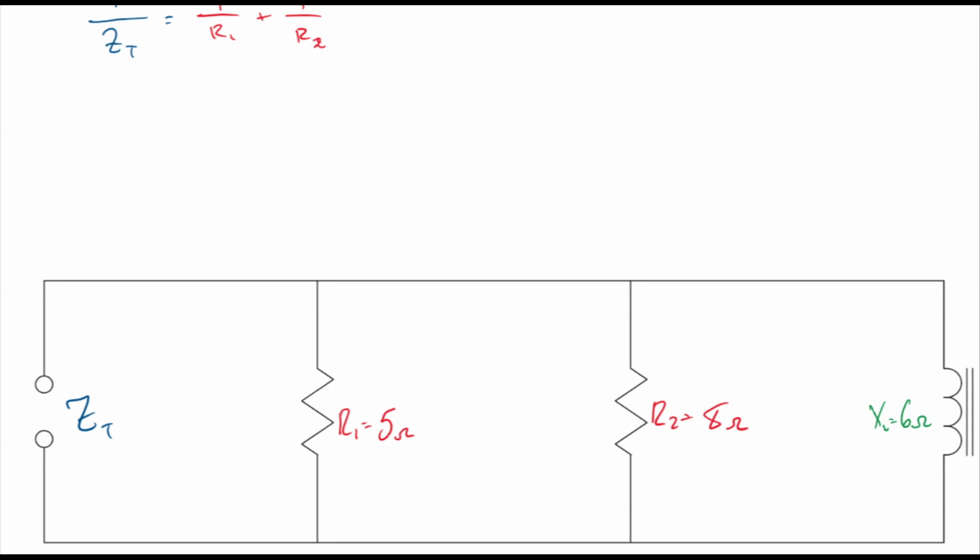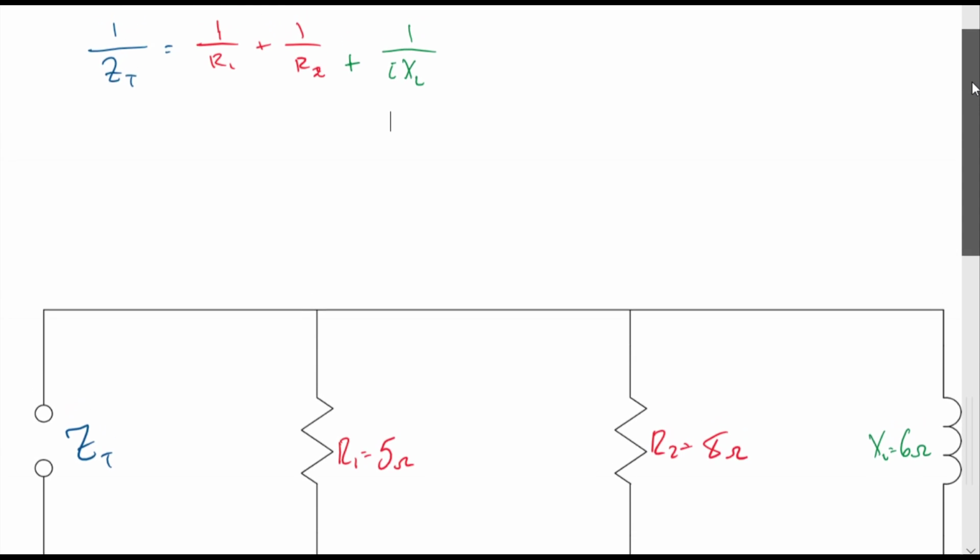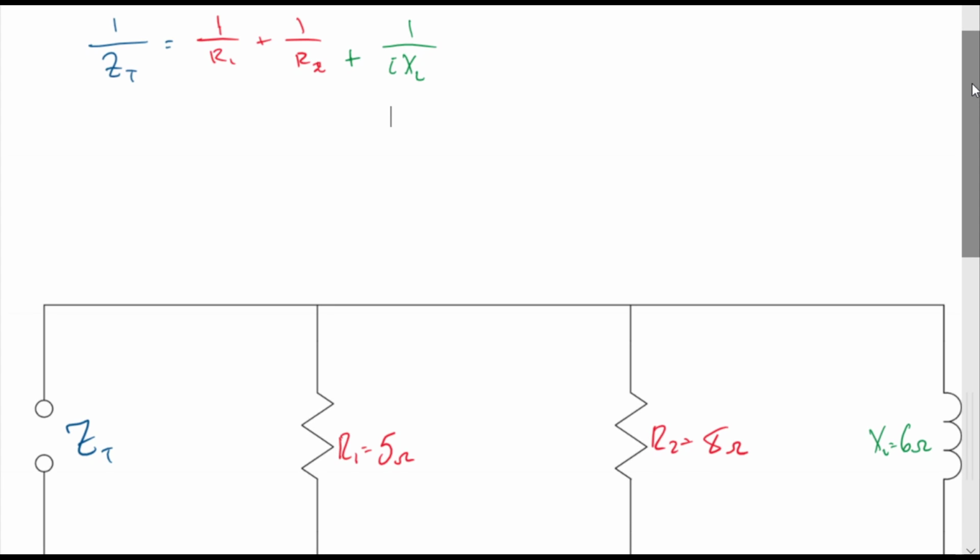When we add this last one, it has to be 1 over an imaginary number. This has to be I of XL, because it's displaced by that value of I, or if you're thinking of degrees, by 90 degrees.